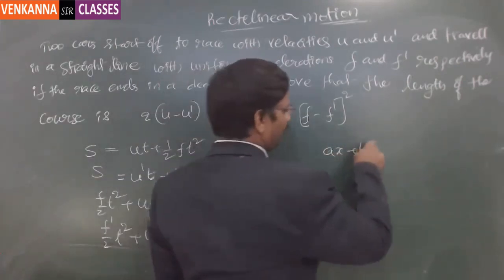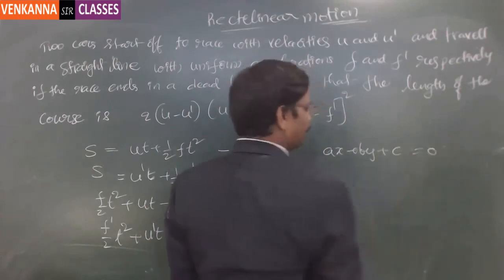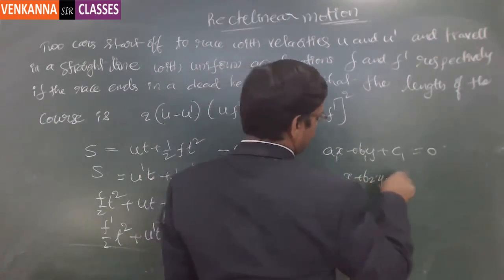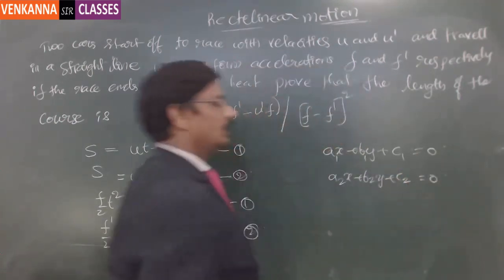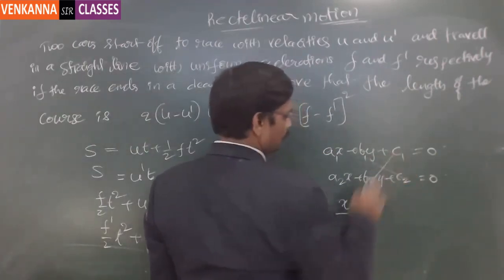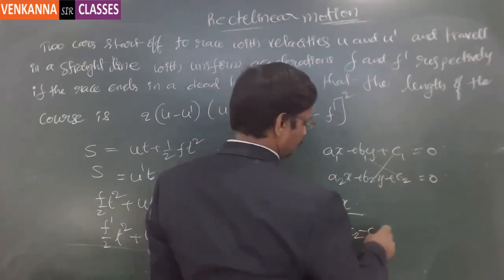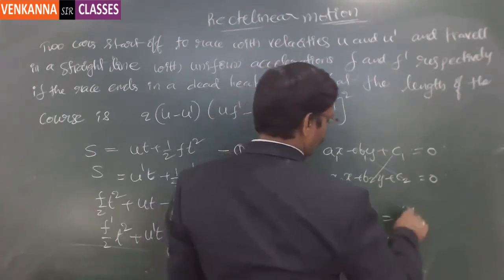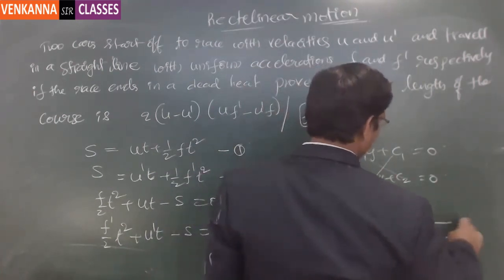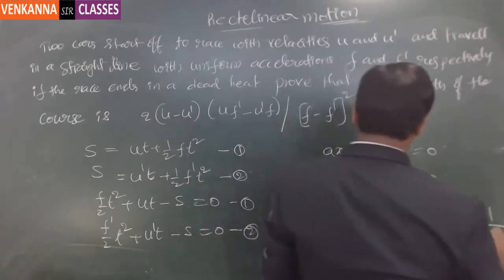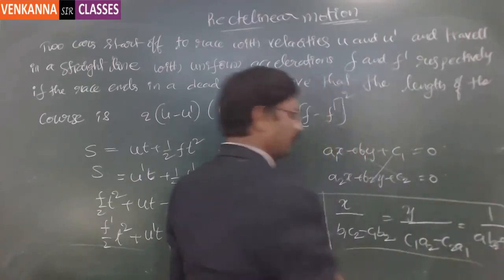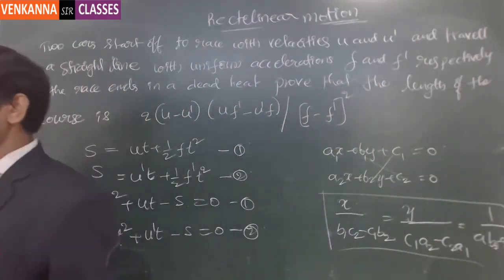Now we know these equations, right? a1 x plus b1 y plus c1 equal to 0, and a2 x plus b2 y plus c2 equal to 0. Then you can write x by b1 c2 minus c1 b2 is equal to y by c1 a2 minus c2 a1 is equal to 1 by a1 b2 minus a2 b1. So this relation I think everybody is aware of. This is the method to solve simultaneous equations.